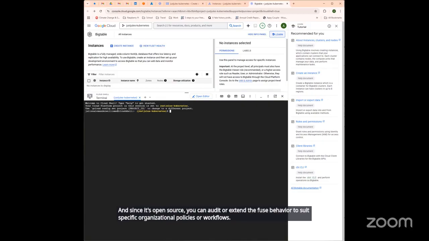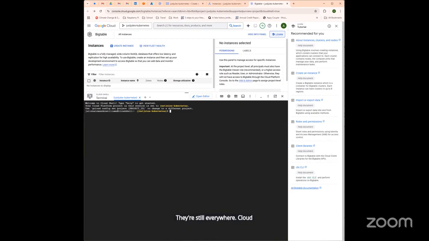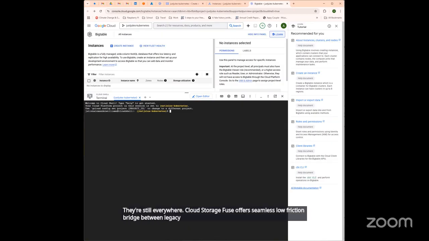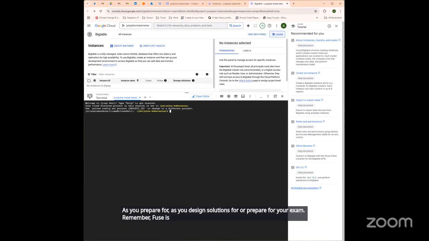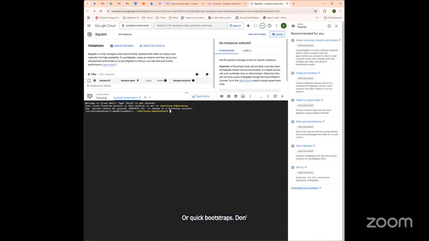So to wrap up, in the age of containerized event-driven applications, you might think local file systems are obsolete, but the truth is they're still everywhere. Cloud Storage Fuse offers a seamless, low-friction bridge between legacy expectations and modern scalability, and it brings Google Cloud Storage into your workflows without forcing a full refactor, saving time, money, and developer sanity. As you design solutions or prepare for your exam, remember, Fuse is about compatibility, not performance. Use it for POSIX access, legacy tools, or quick bootstraps. Don't use it for high-throughput, low-latency needs. That's what the native GCS API is for.